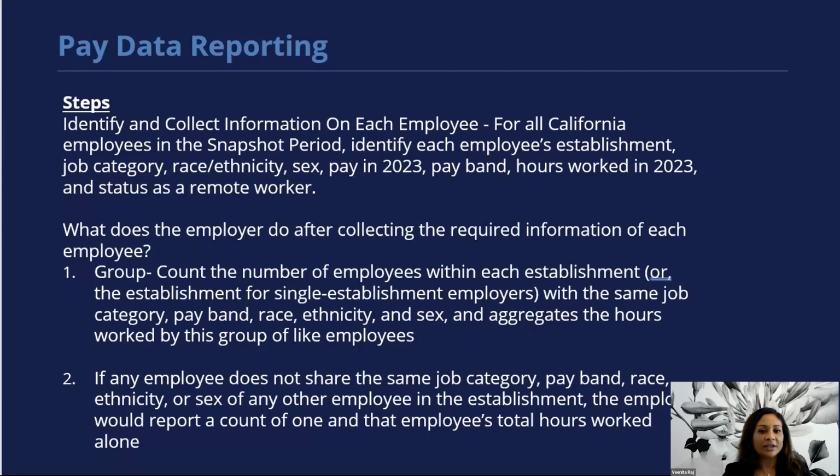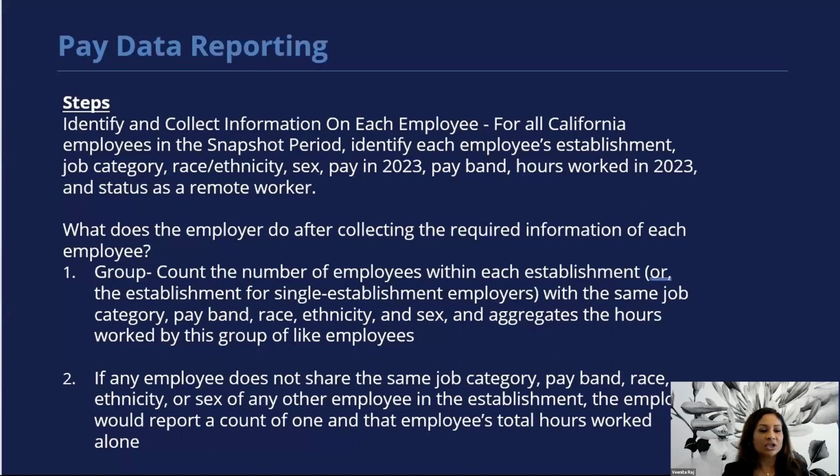Once you have gathered that information for each one of your California employees or your California labor contractor employees, you're going to then group the employees by category for each of the establishments if you have more than one, but for a single employer establishment, it'll just be one establishment. So you will count the number of employees within each establishment who have the same job category, pay band, race, ethnicity, and the total, and then their total aggregate hours for the same group. So that's how the information will be ultimately entered in the report that will be submitted to the CRD.